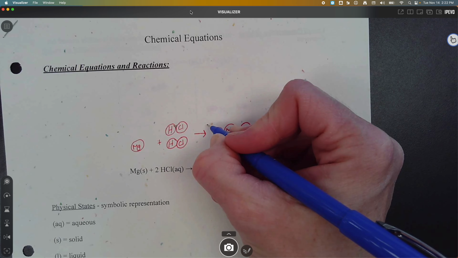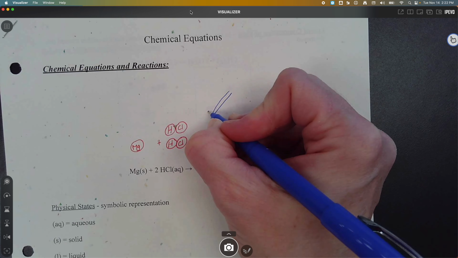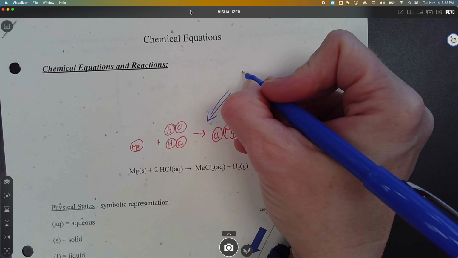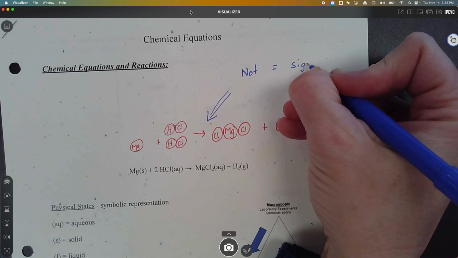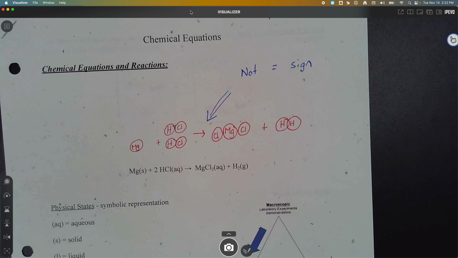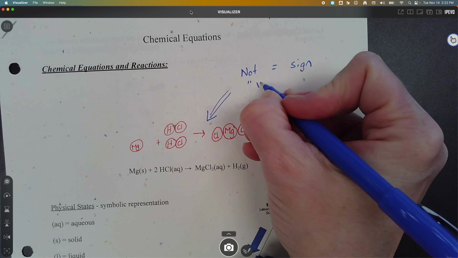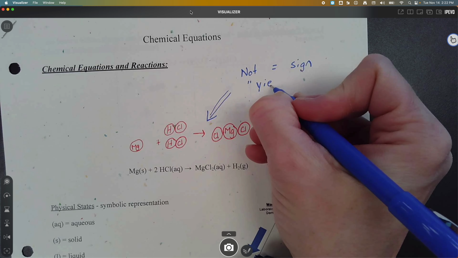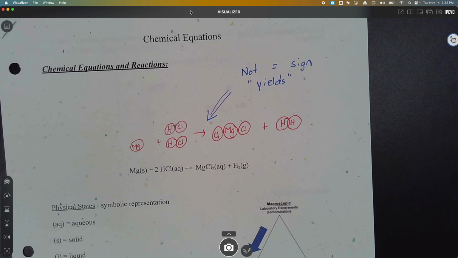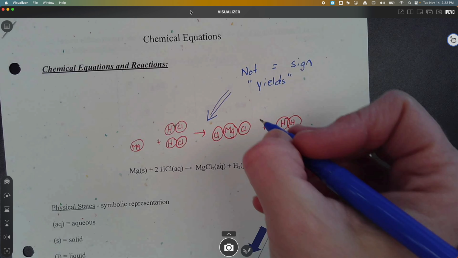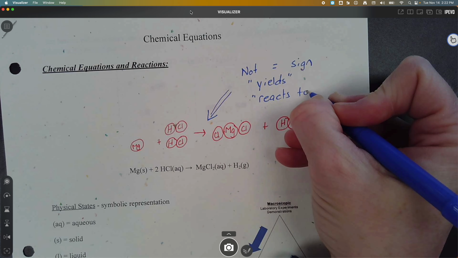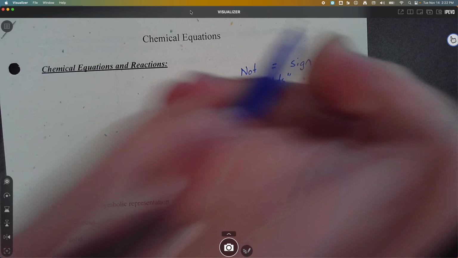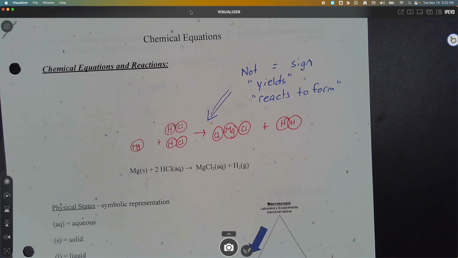This little arrow right there, I don't want you to use an equal sign. So when you're balancing equations, when you're writing equations, I expect to see the arrow, not an equal sign. And if you need a verb to go with it, since I won't let you say equals, you can have something like yields, or even reacts to form. Something like that would be more appropriate than equals.